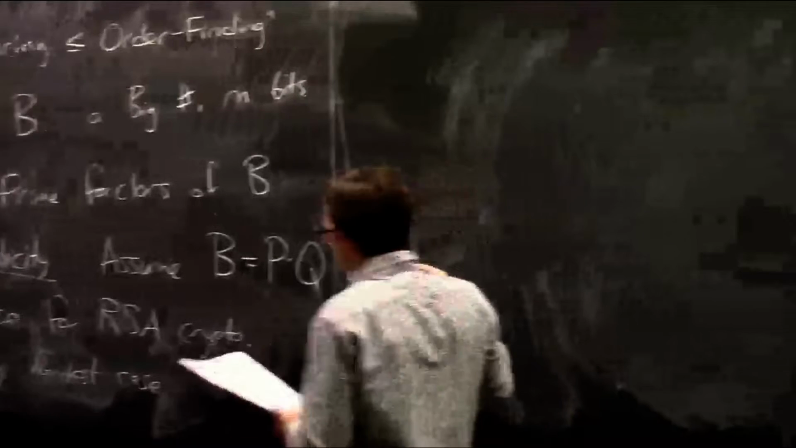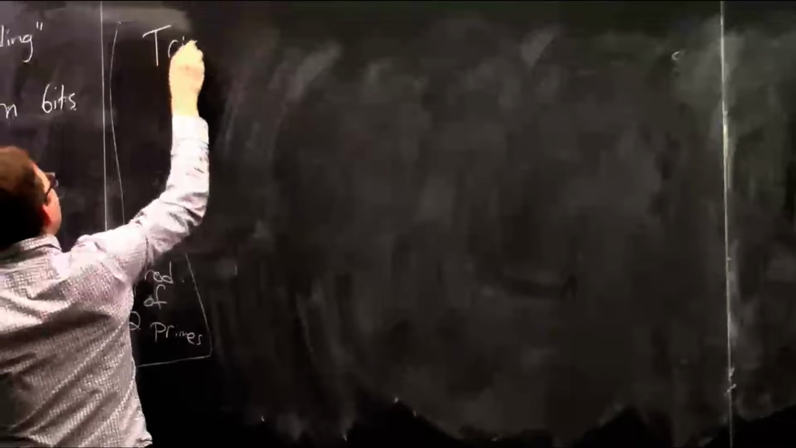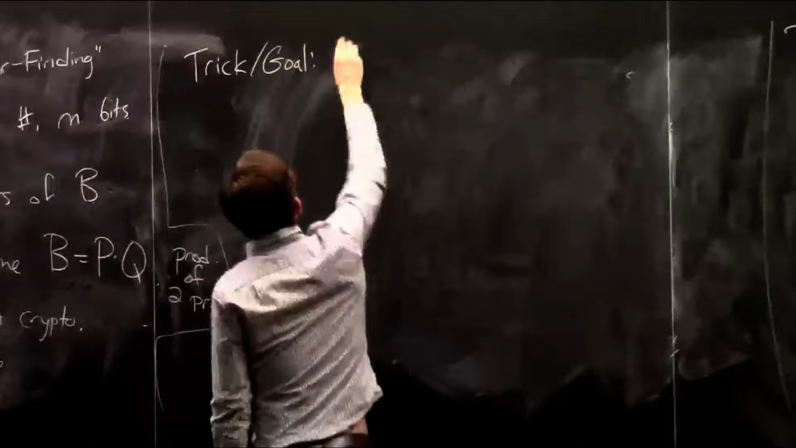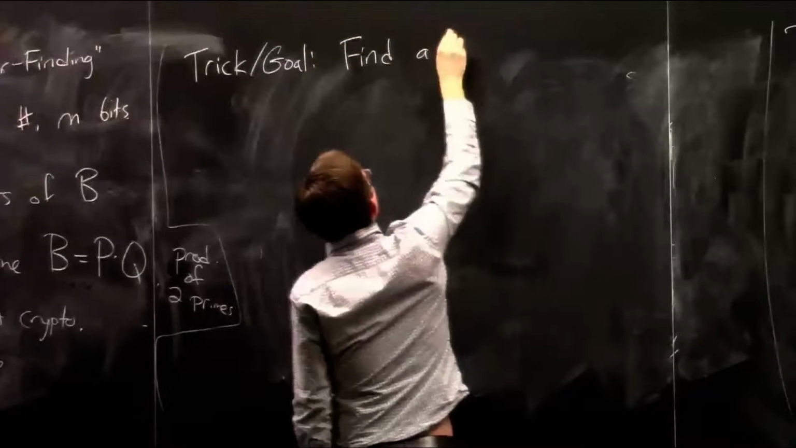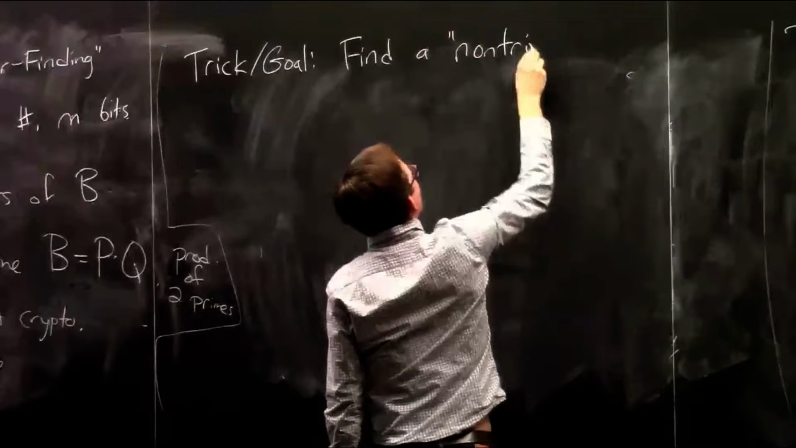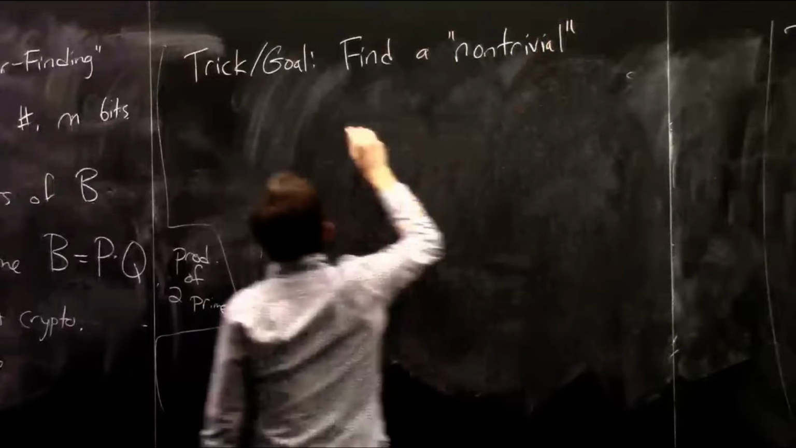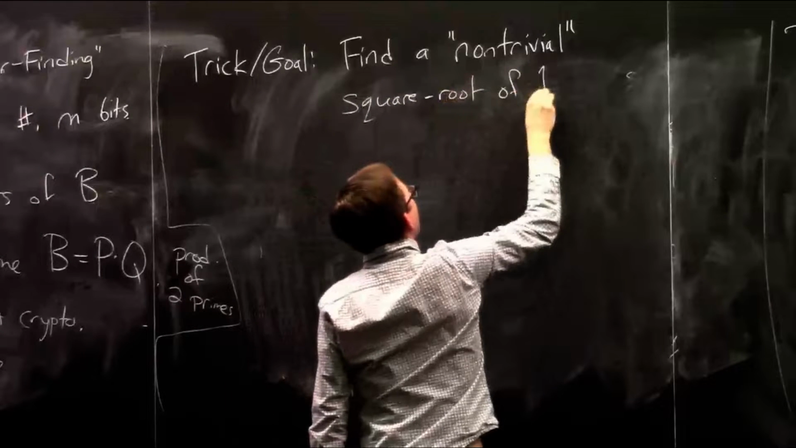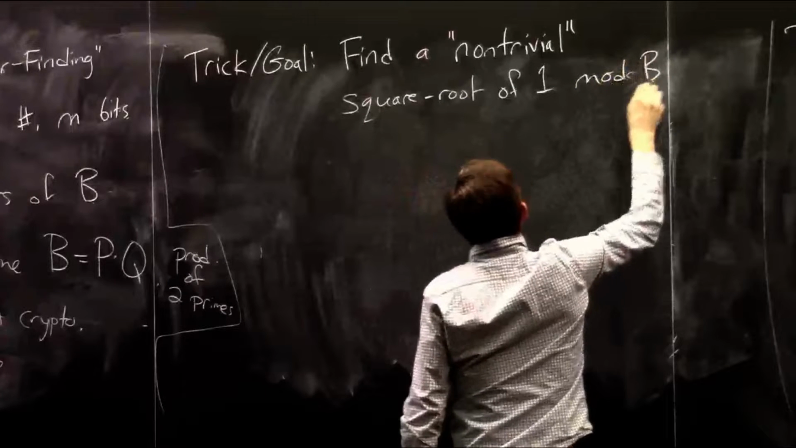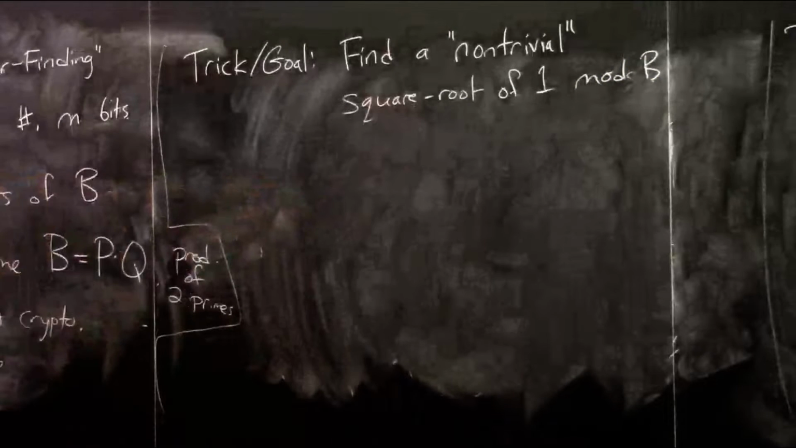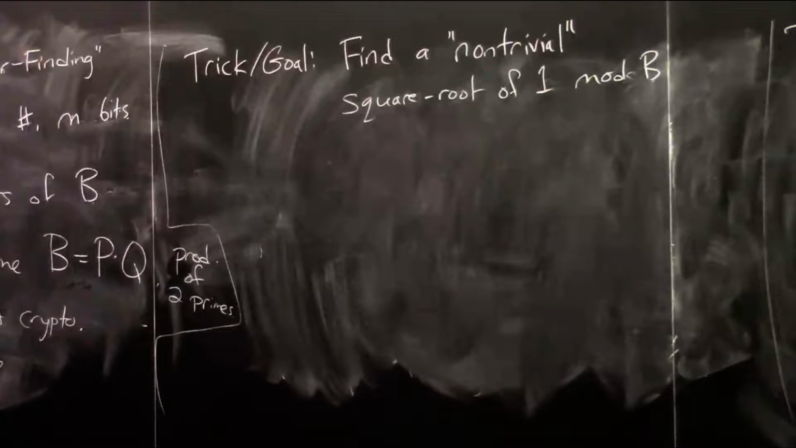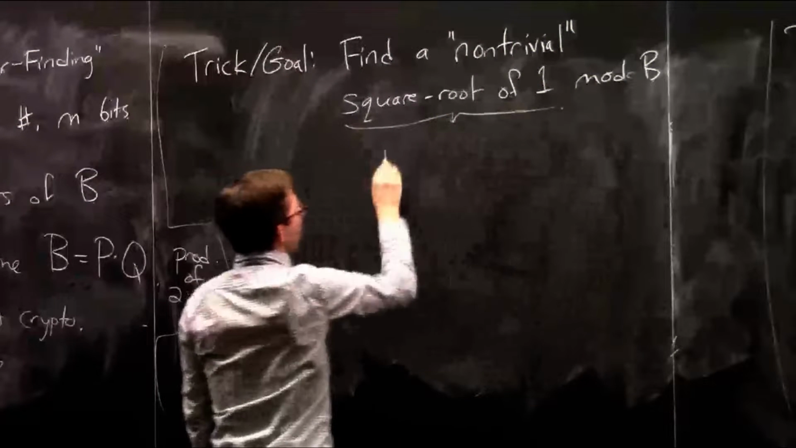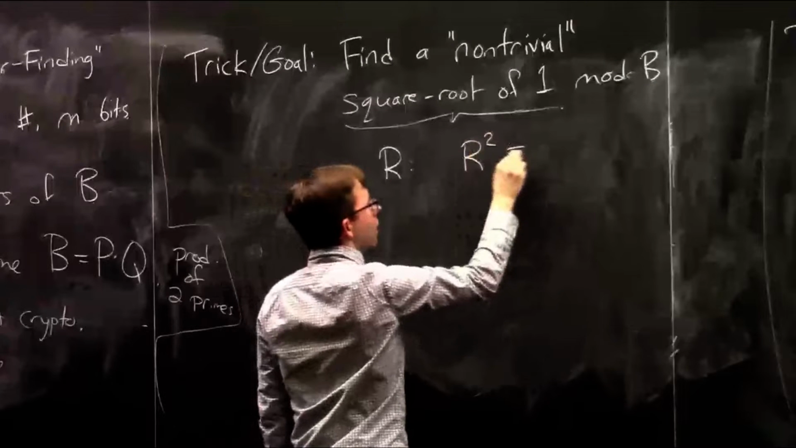OK, so I'll just tell you the main trick and goal for this to factor B: it is to find a non-trivial square root of 1 mod B. For everything we're going to talk about in this part 2 discussion, we're mainly thinking about the integers mod B, because B is your input, this big number. First of all, what is a square root of 1? It's just like it sounds. It's r such that r squared equals 1 mod B.